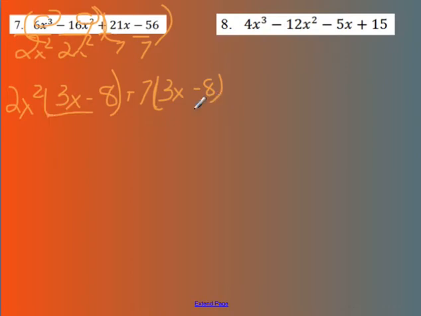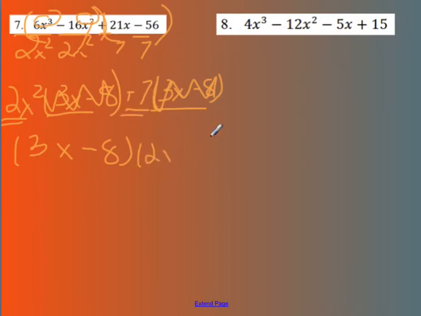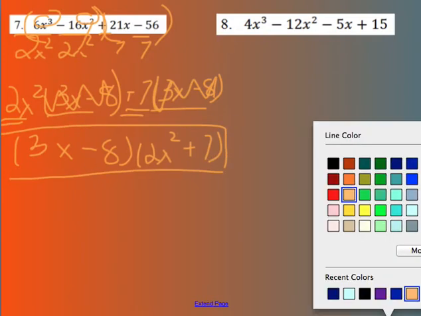So we notice that our leftovers are matching here, so I can go ahead and factor those out into one parenthesis. And then I get rid of those, and I'm going to write what's left after that, which is 2x squared plus 7. Okay, when you write out the leftovers, that right there is your final answer.